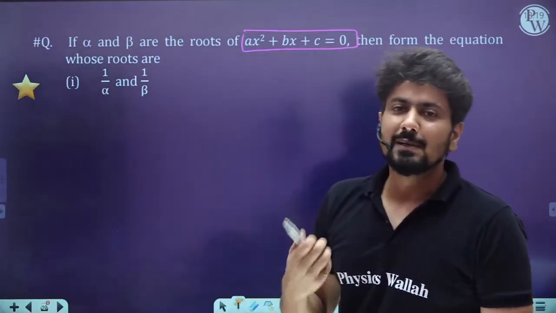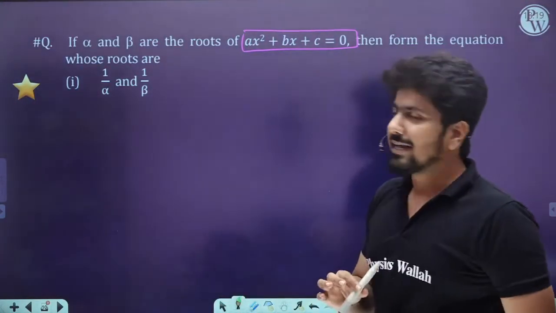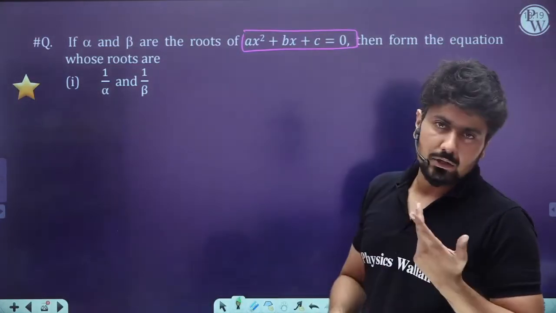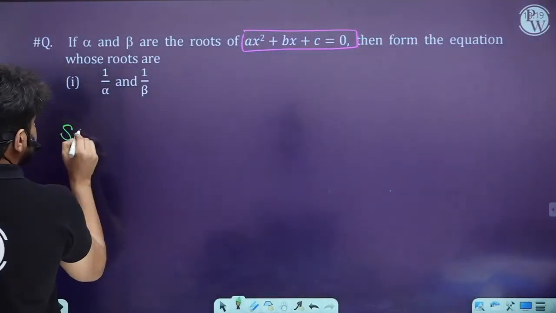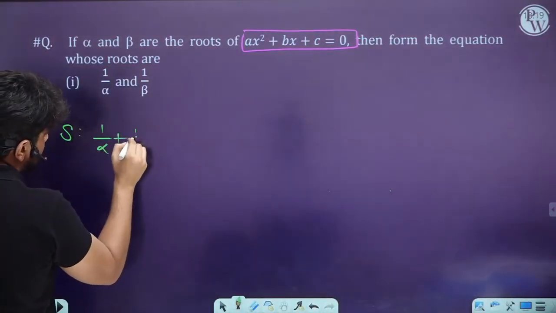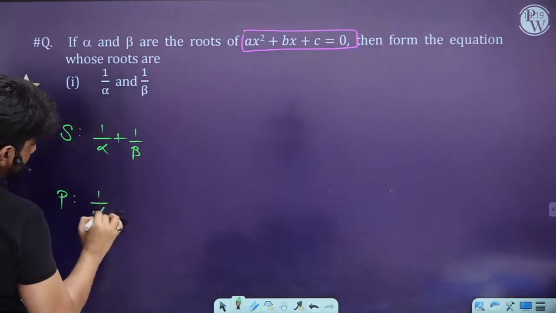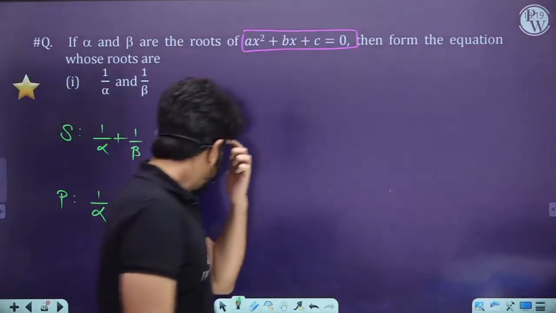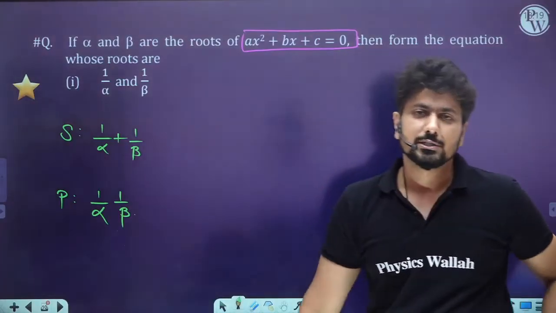This question has been directly asked in JEE in previous years. So how do we tackle this question? We are looking for the sum of roots and the product of roots. The sum of roots is going to be 1 by alpha plus 1 by beta, and the product of roots is going to be 1 by alpha multiplied by 1 by beta. We are looking for the value of these two things. If we have that, we have the quadratic equation.